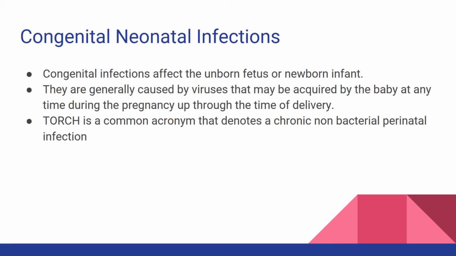Congenital neonatal infections affect the unborn fetus or newborn infant, generally caused by viruses that may be acquired by the baby at any time during the pregnancy up through the time of delivery. TORCH is an often used acronym. It's basically denoting chronic non-bacterial perinatal infections. However, it's important to note that the O of TORCH is the other category, and so it ends up encompassing a lot of other infections. We'll be covering some of the most common ones, but it's not all encompassing for every possible congenital neonatal infection.